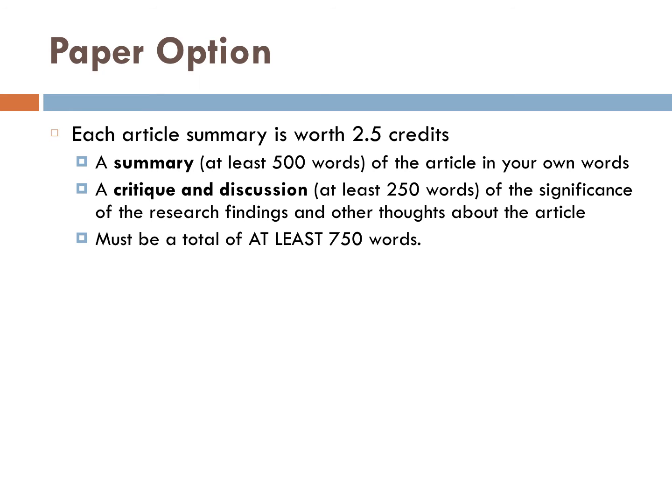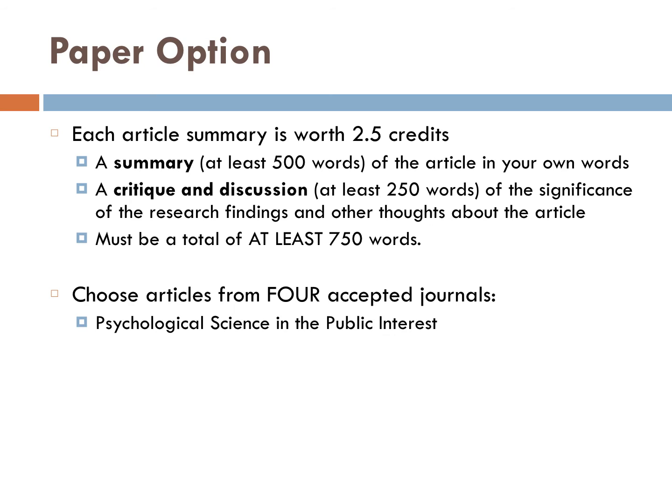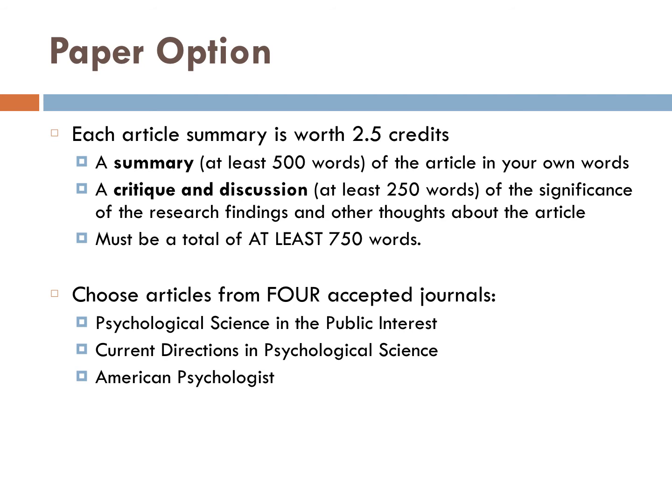So the total word count that the paper needs to be is 750 words. You want to make sure to do a word count before you submit the paper to ensure that you meet this requirement. The 750 words will not include your name or the header or anything like that. It's the actual summary and critique and discussion section. Now, as far as where you can find articles to reference, you can choose from one of these 4 accepted journals. So you can choose from Psychological Science in the Public Interest, Current Directions in Psychological Science, American Psychologist, and Cerebrum.